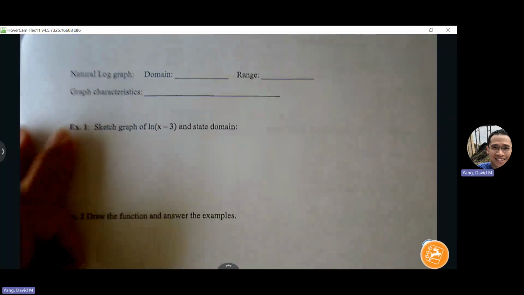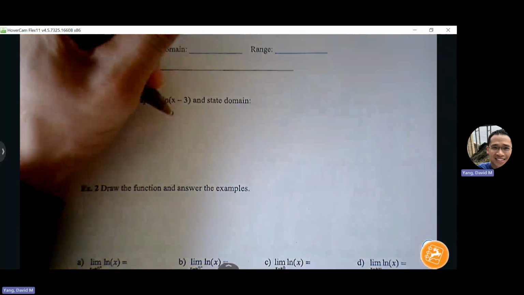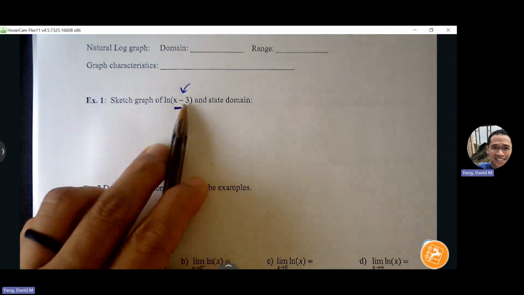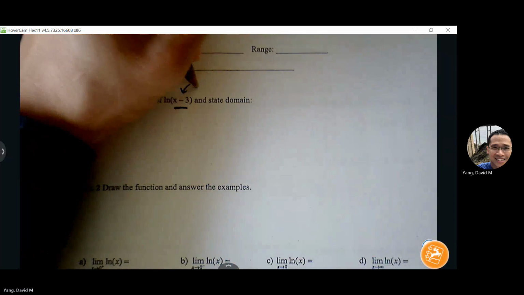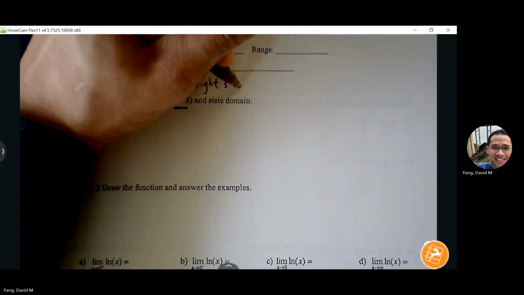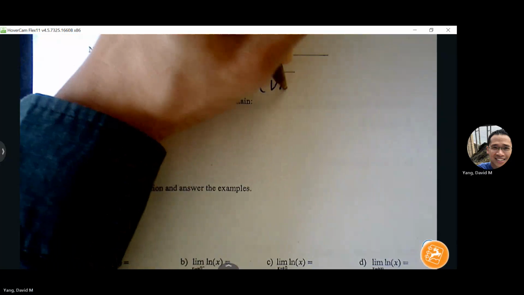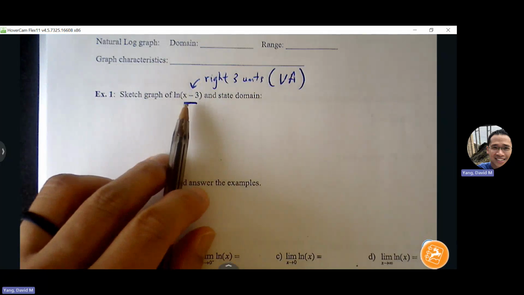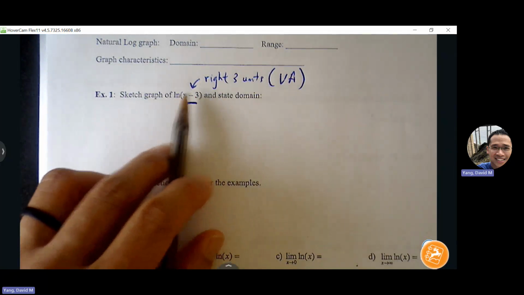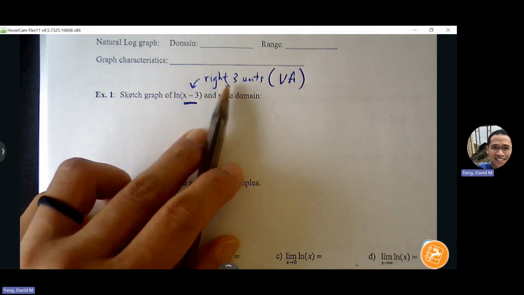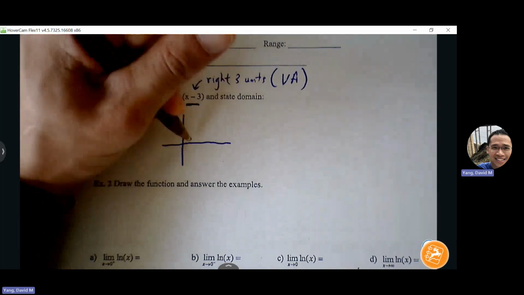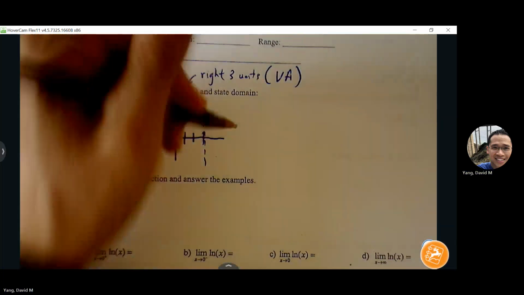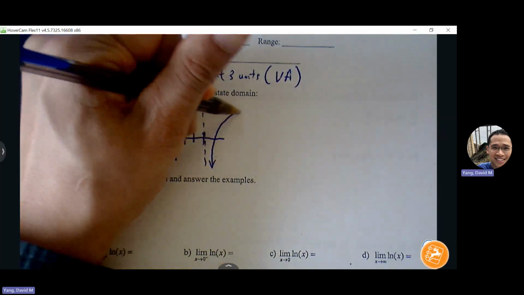All right, so if I want to sketch a graph of natural log of x minus 3, understand that the x minus 3 is really just taking my natural log graph and shifting it to the right 3 units. Basically the vertical asymptote is what's moving. Natural log of x has a vertical asymptote at 0. Natural log of x minus 3 means there's a vertical asymptote at x equals 3. If I can draw my vertical asymptote, it's a lot easier to build my graph because I know my graph is just going to be to the right of that asymptote.